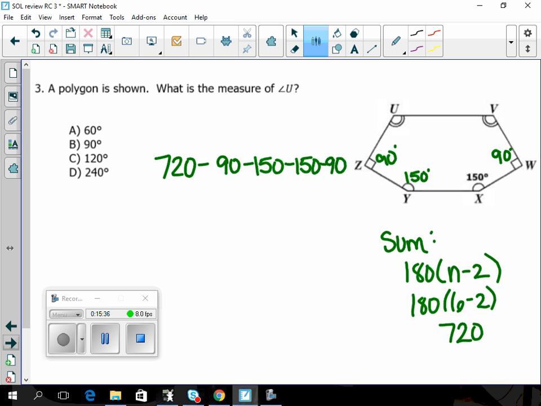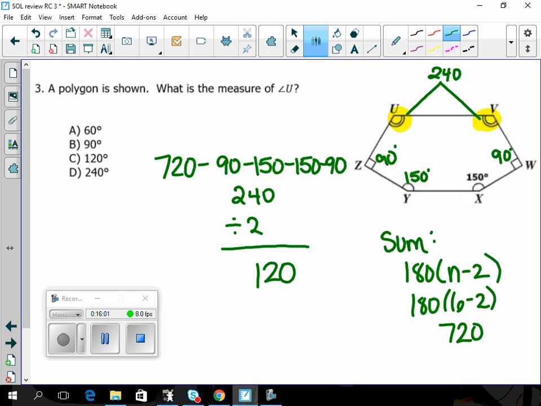We're subtracting those from 720. So when I subtract 90, 150, 150, and 90, I get 240 left. So that tells me that this angle and this angle together should be 240. Since they're the same, if I divide by 2, each of the angles should be 120. Again, if you didn't tell me that you knew the sum was 720 and you didn't show me the work, it was hard for me to know what you truly did understand.